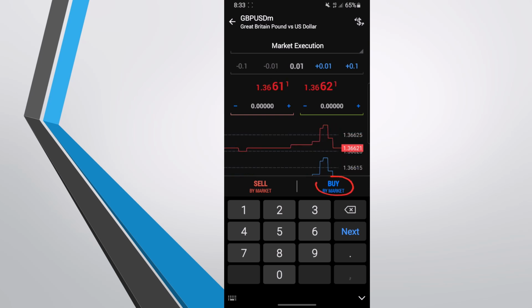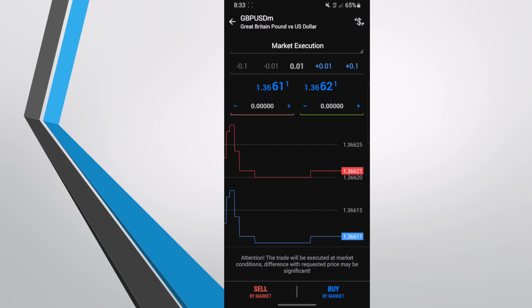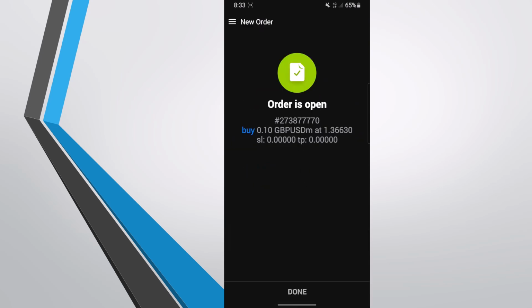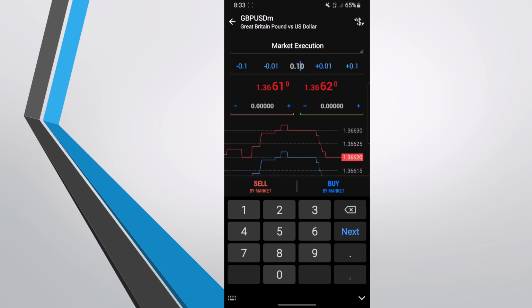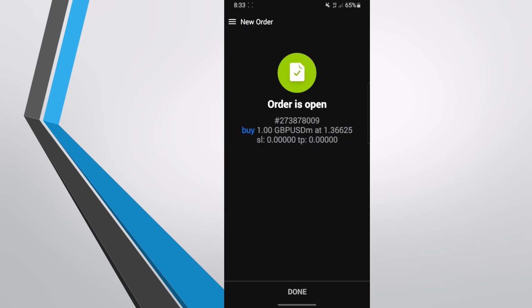Now I want to buy from here. This is buy. You can see sell here. So let me buy now with 1 micro lot size. Boom. Then I will go back there again and buy with 1 mini lot size. All right, you can see there. Then I will go back again and buy with 1 standard lot size. See it right there. This is it.